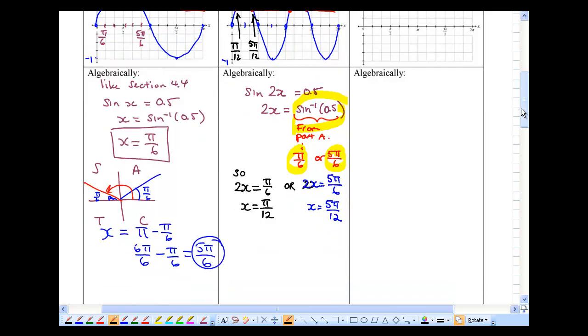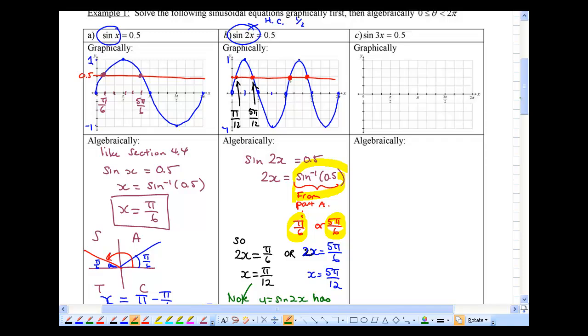So I'm going to ask you to make a note. Note: y equals sine 2x has a period of pi. So to go from here to my other answers, I should take pi over 12 plus pi. And of course, that's just pi over 12 plus 12 pi over 12, which equals 13 pi over 12. That must be my third answer here, the one that's right after pi. That makes total sense.